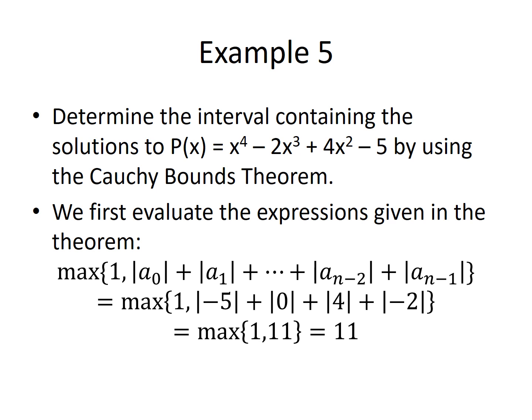We first evaluate the expressions given in the theorem, and we have one evaluated here for us. So we take the maximum of 1 or the sum of all of the coefficients except the leading coefficient. So we have -5 for the constant, 0 for the x, 4 for the x squared coefficient, and -2 for the x cubed coefficient. We add all those up after we take the absolute value, and we get 11. So we choose the maximum value between 1 and 11, and of course that's 11.